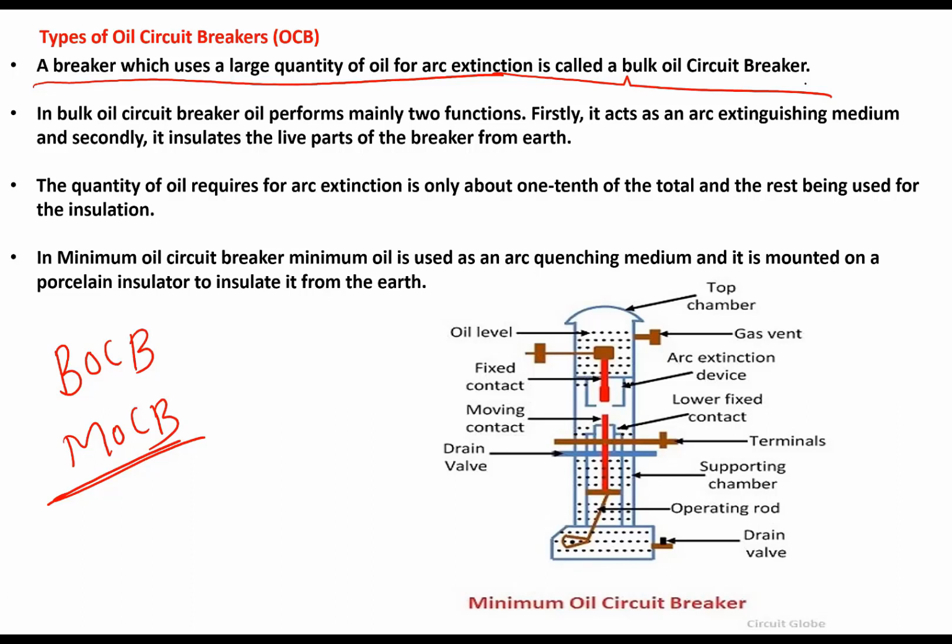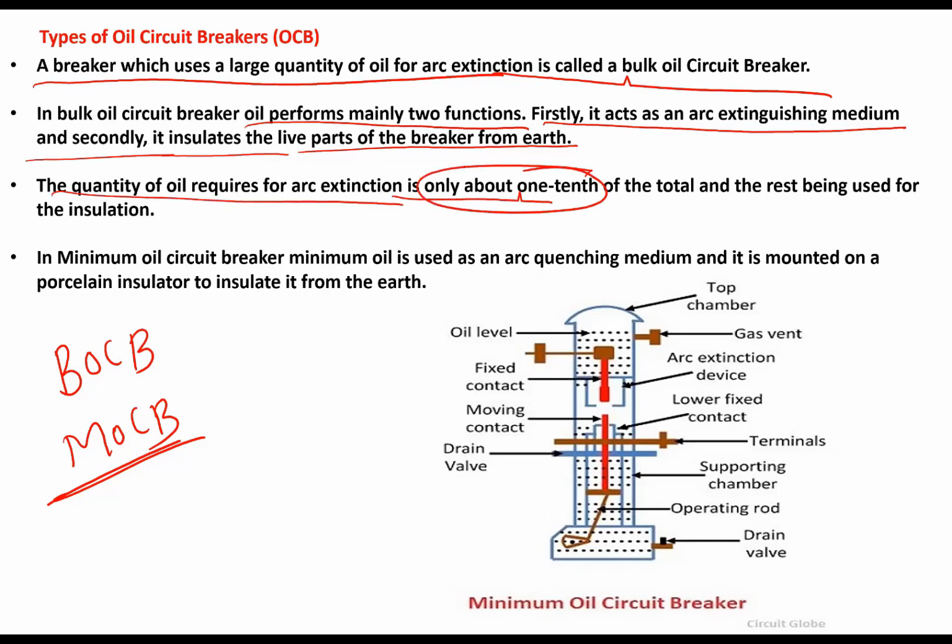In bulk oil circuit breaker, oil performs two main functions. Firstly, it acts as an arc extinguishing medium. Secondly, it insulates the live parts of the breaker from the earth. Okay, those are the two functions. The quantity of oil required for arc extinction is only 1/10. If you only use the oil for arc extinction, only 10% of oil is sufficient.